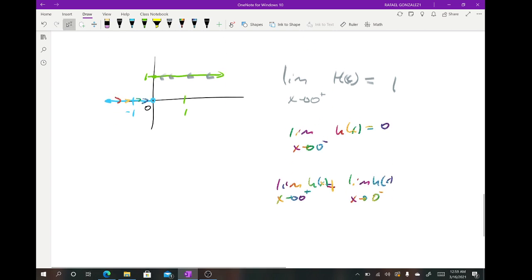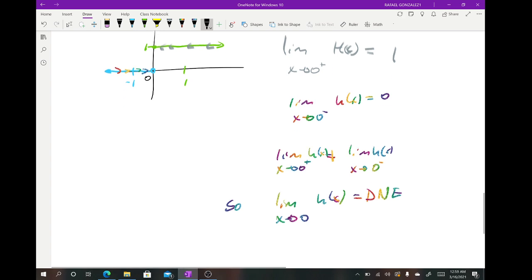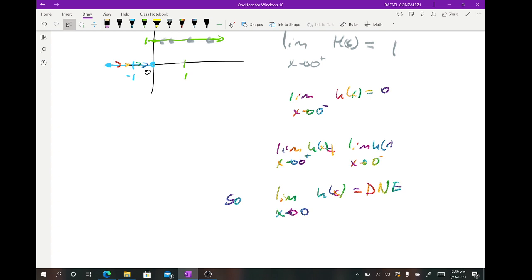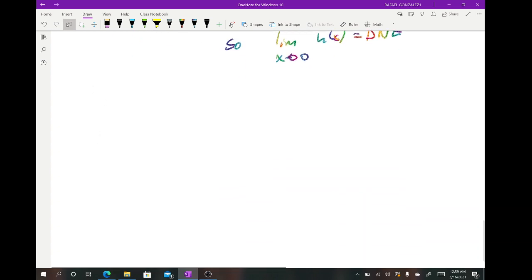So therefore, by definition of a limit, the limit as x goes to 0 of h of x does not exist. So if the limit from the left side and the limit from the right side are not equal, then the limit does not exist. Okay, so these are the types of problems that you should expect to see on your first exam. These are problems that we cover for sure on homework.